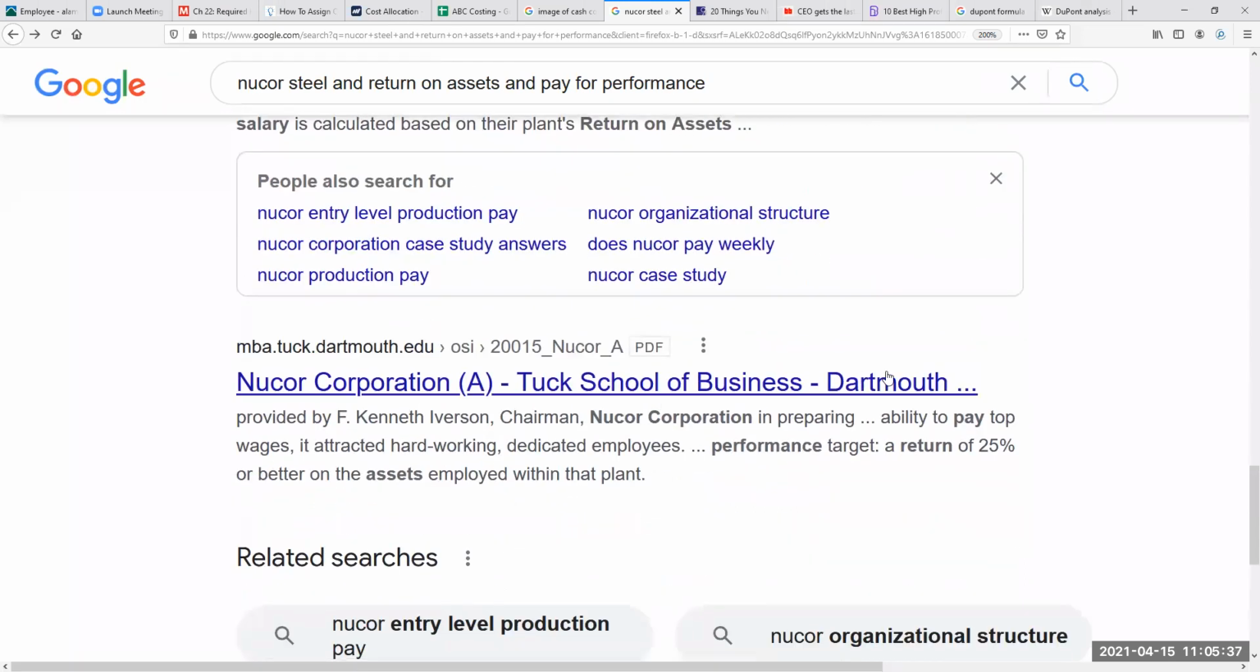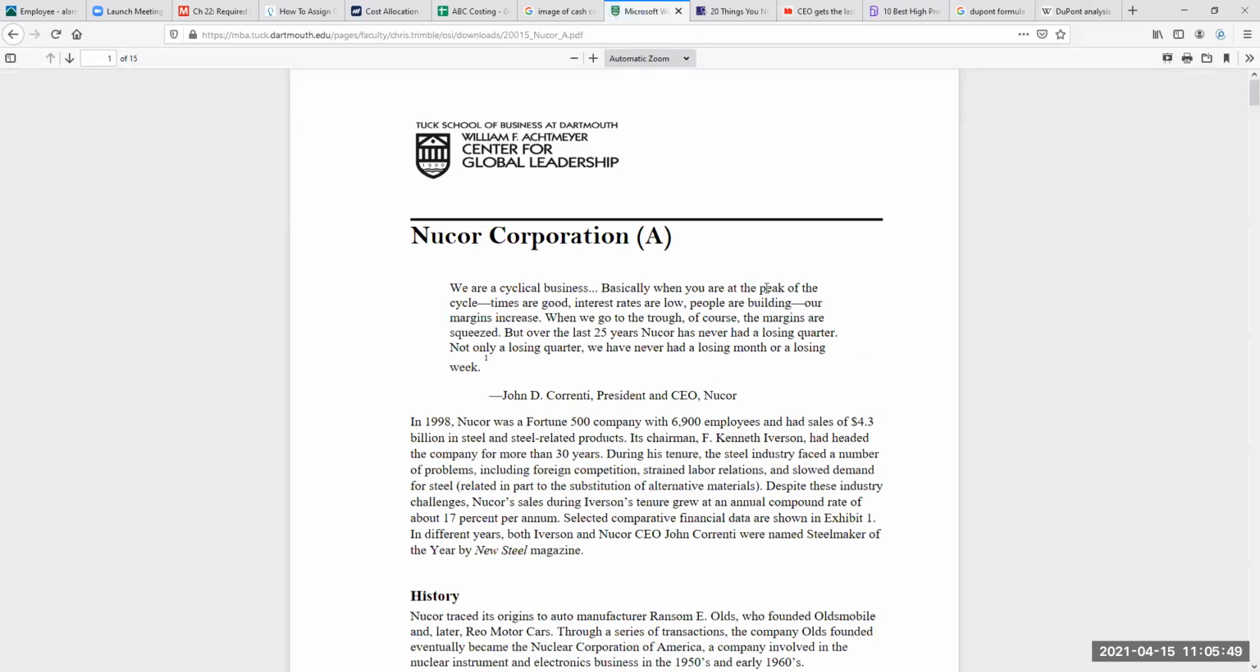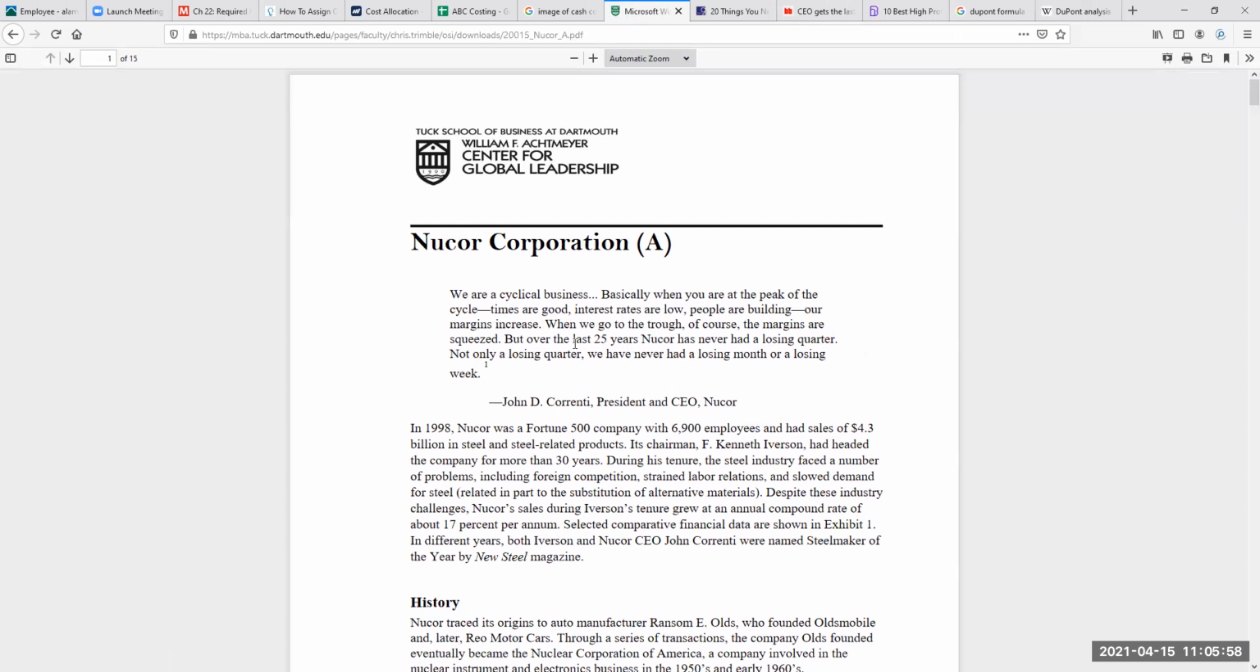Nucor, Tuck School of Business, Dartmouth: the ability to take top wages, attract hardworking, dedicated people, performance target, a return of 25% on assets employed within that plant. I'll just click on that article to see what it says. We're a cyclical business. Basically, when you're at the peak of the cycle, times are good, interest rates are low. When we go to the trough, the margins are squeezed. Nucor has never had a losing quarter whenever this was published.